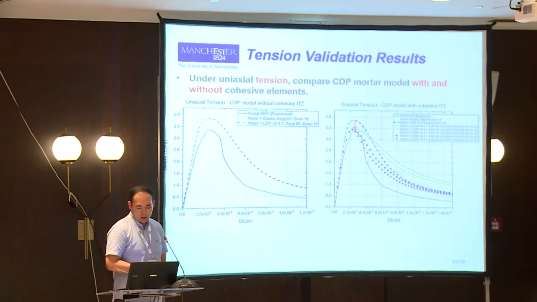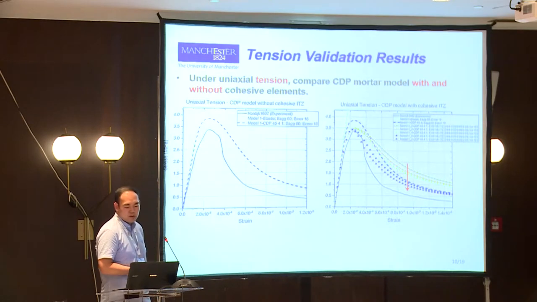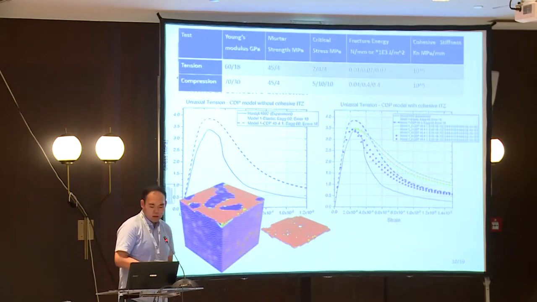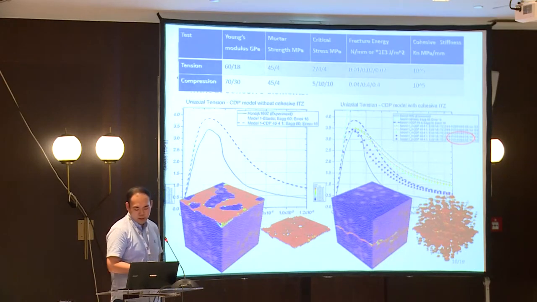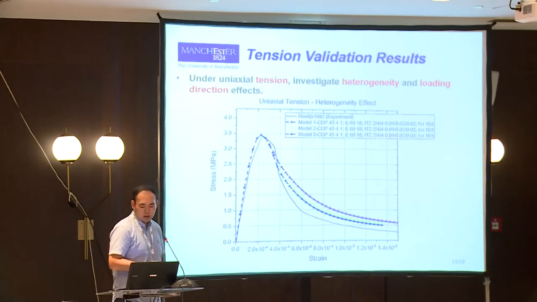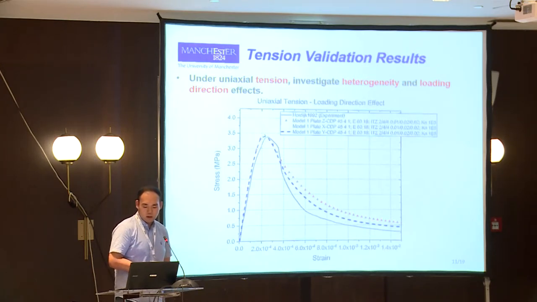By introducing the ITZ, we can see the tensile strength decreases from 3.8 to 3.5 megapascals. More energy is dissipated when the fracture energy decreases. If there's no ITZ, crack propagates only near the loading surface. When ITZ exists, type 1 crack pattern with one dominant crack is observed. Here, the heterogeneity effect and the loading direction effect can be neglected.